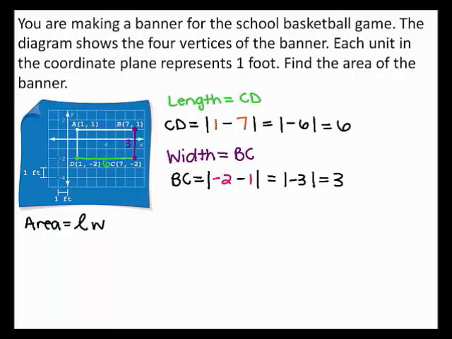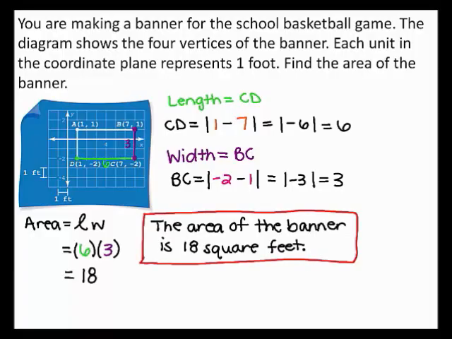Now that you've found the length and the width of this rectangle, you can substitute these values into the formula for the area of a rectangle. When you simplify, 6 times 3 gives you 18. Therefore, the area of the banner is 18 square feet.